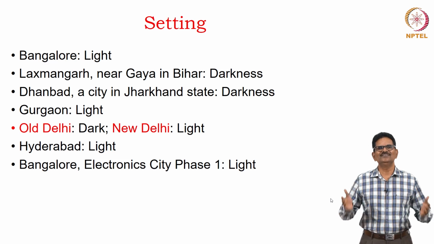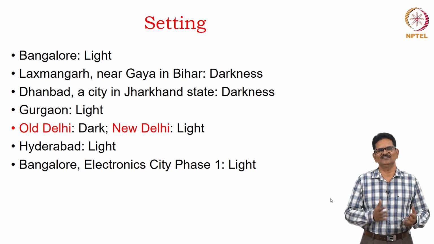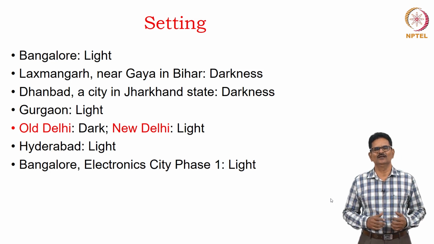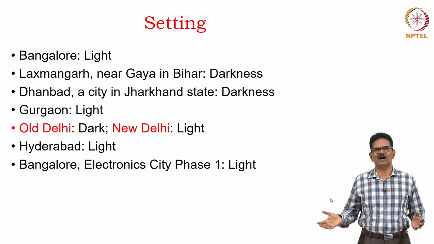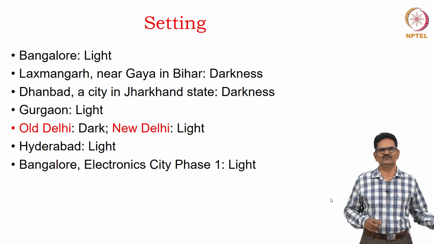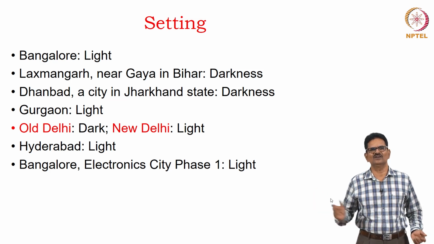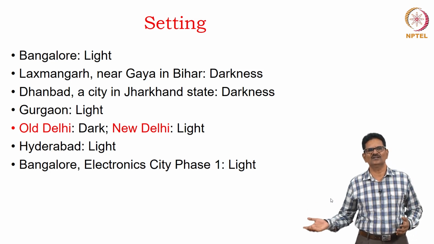The novel is set in Bangalore, that is called the Light India, that is where some kind of justice, some kind of development has taken place. But the novel originates in Laxmangarh near Gaya in Bihar, the land of darkness. South is called the land of light and north is called the land of darkness. Dhanbad is also in the north in Jharkhand state, that is also part of the land of darkness.